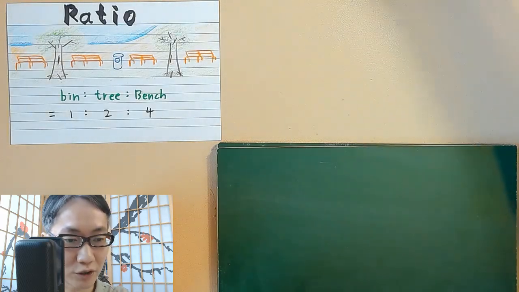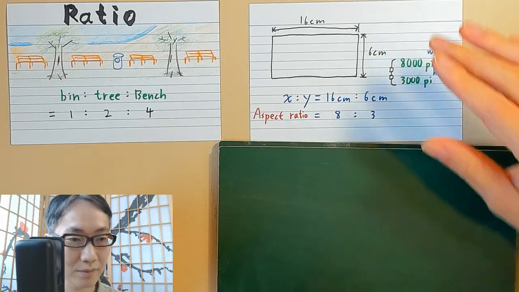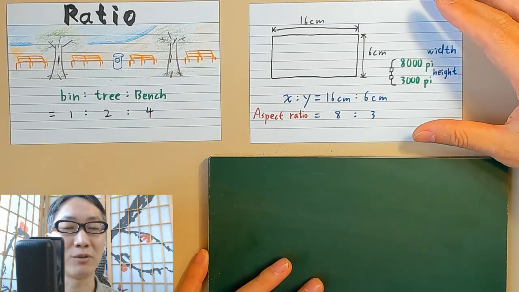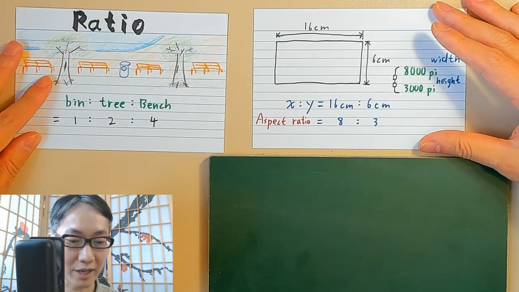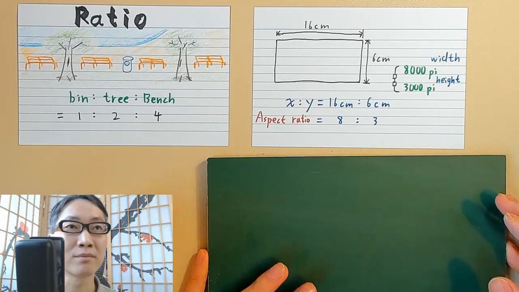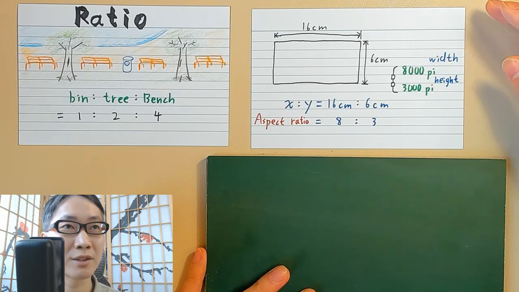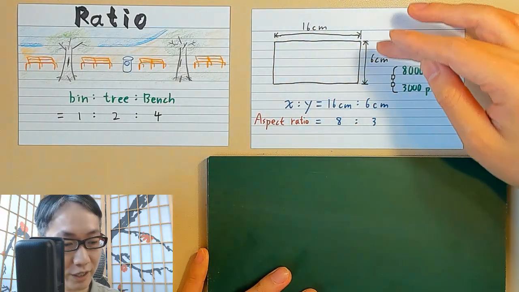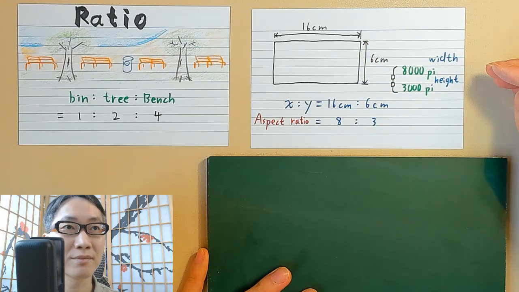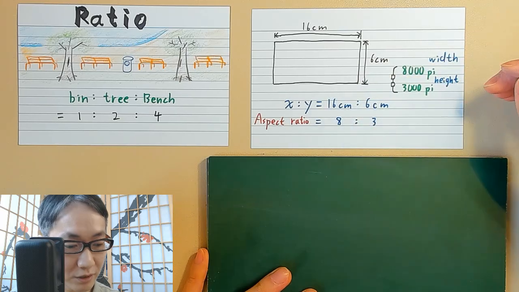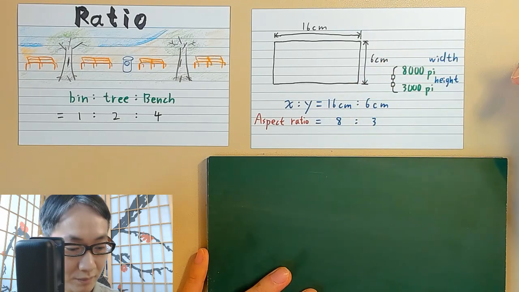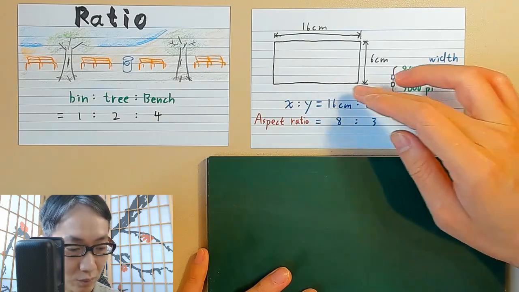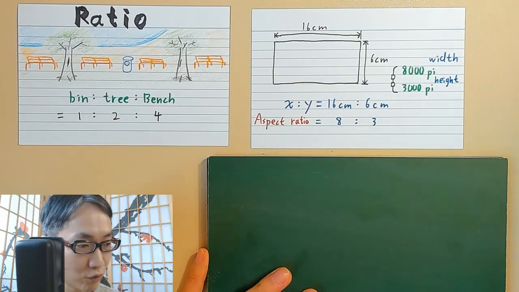Another way you can use ratio is to find the aspect ratio when we are doing some graphic design, animation design, or video design. So let's say we have to design a postcard with 16 cm to 6 cm. So x to y will be 16 to 6. They're the same unit, so you can say the aspect ratio will be the lowest integers to represent this ratio, which will be 8 to 3.